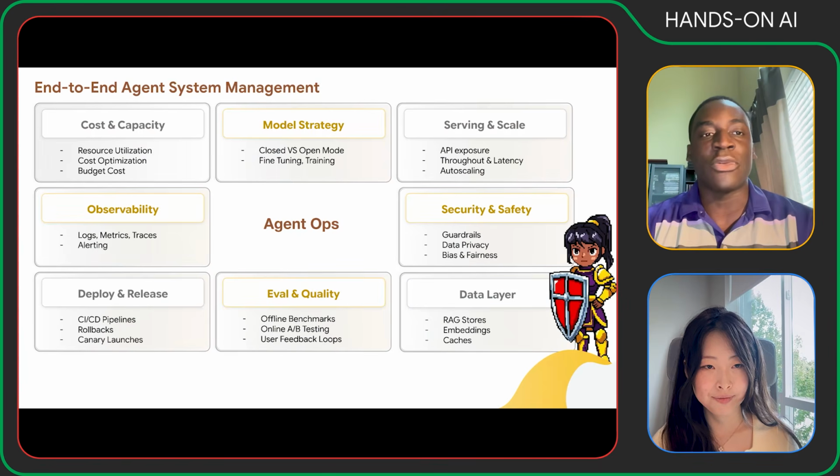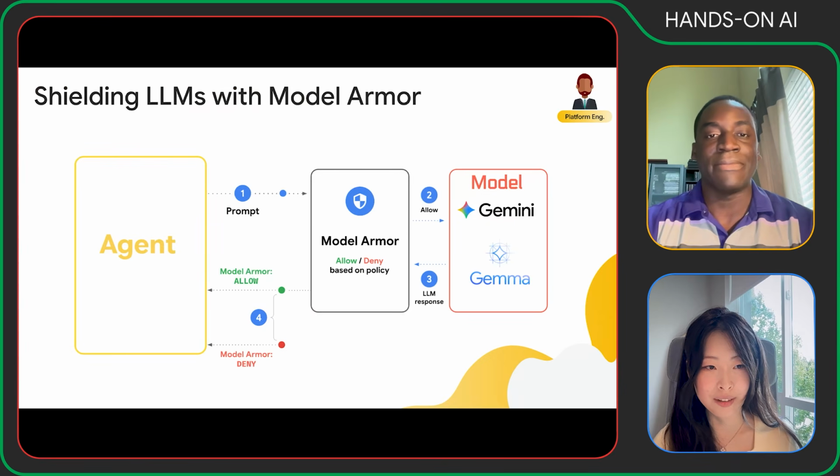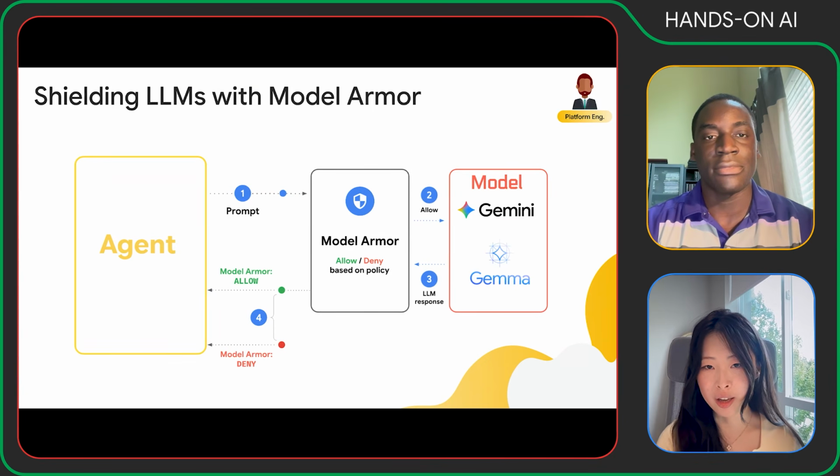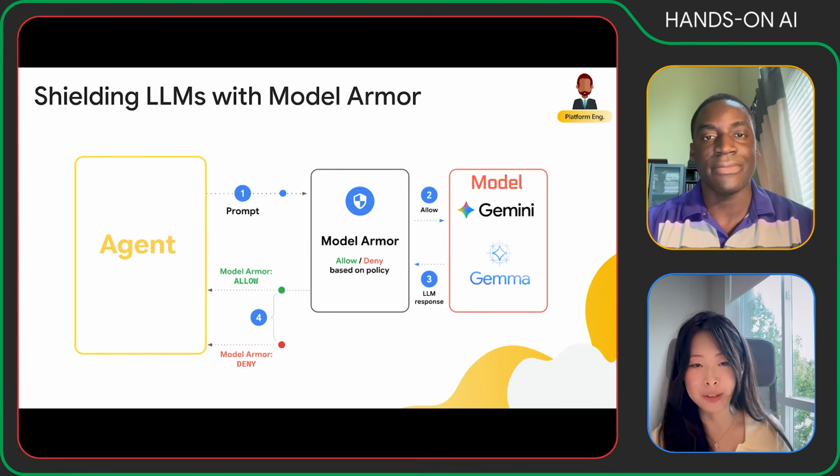When we're talking about end-to-end agent system management, as we talked about in day one, there are many different pillars to keep in mind. There's cost and capacity, and there's model strategy, which we learned in day one. There's also serving and scale, observability, and security and safety. For today, we're going to be learning more about observability, security and safety, and a little bit about deploying and releasing.